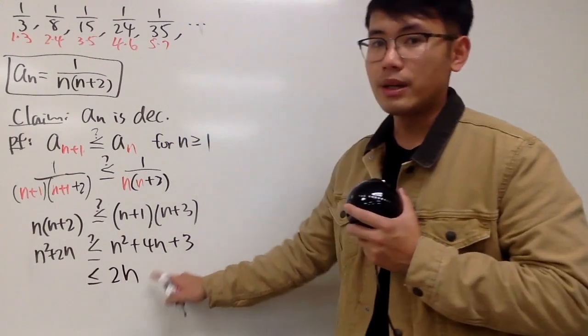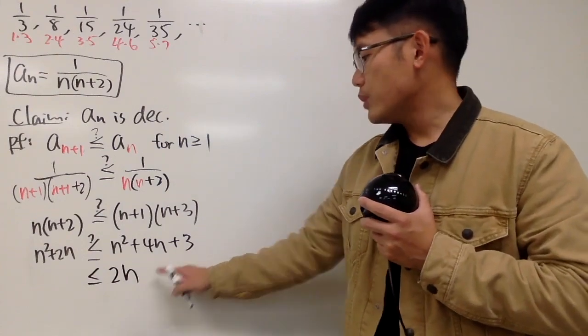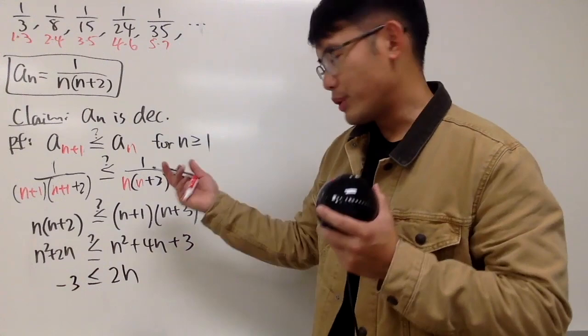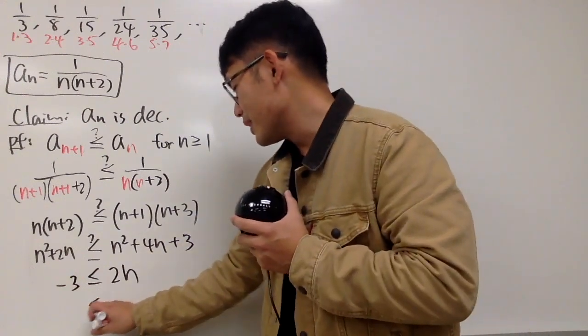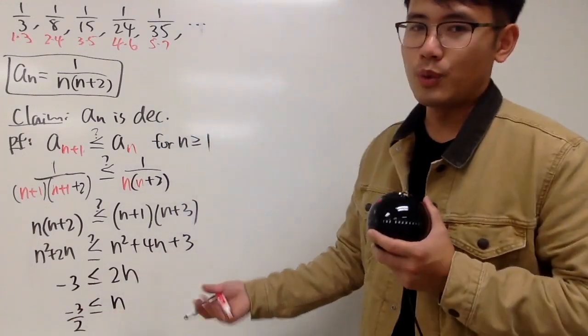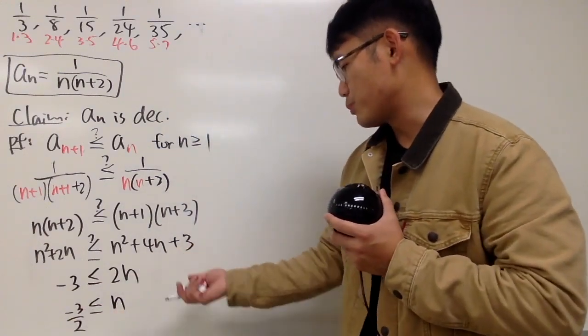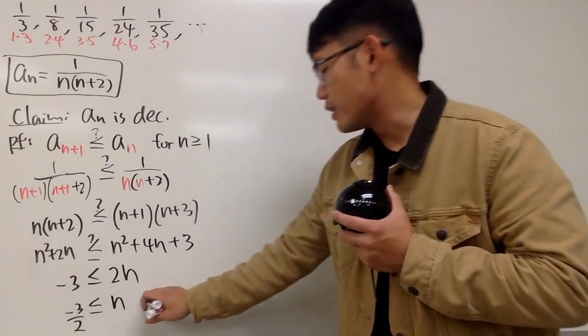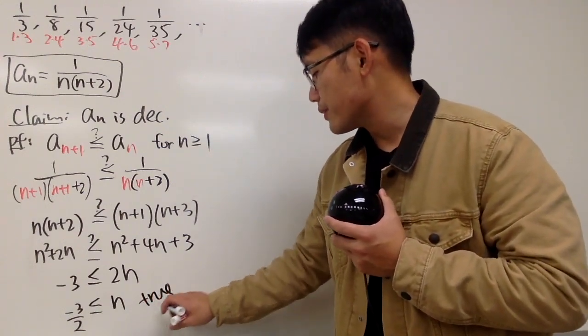After we subtract 2n on both sides, we can also bring the 3 to the other side, so we have the minus 3 right here. Well, it's pretty clear. If you really want to see it, you can divide both sides by 2. It depends on how much your teacher wants you to show, but if you do it this way, it should be pretty clear. This is true because n is bigger than or equal to 1. So this right here is true.